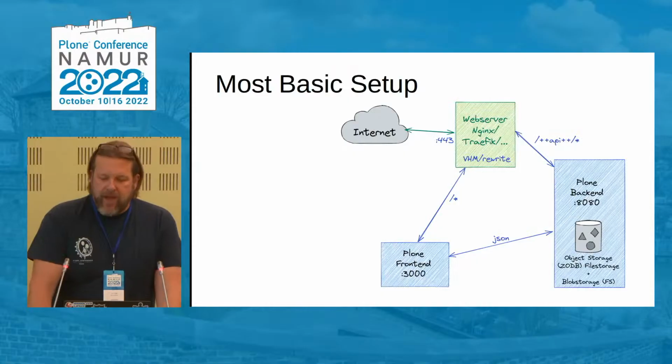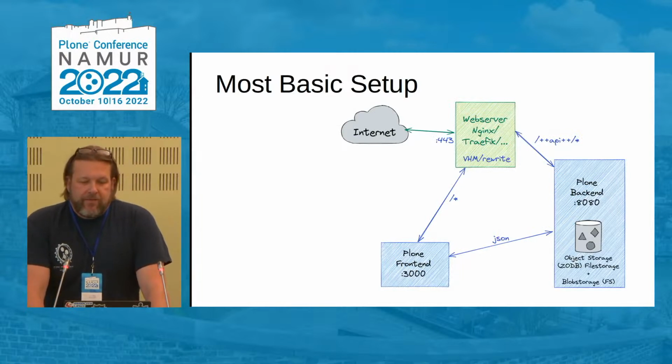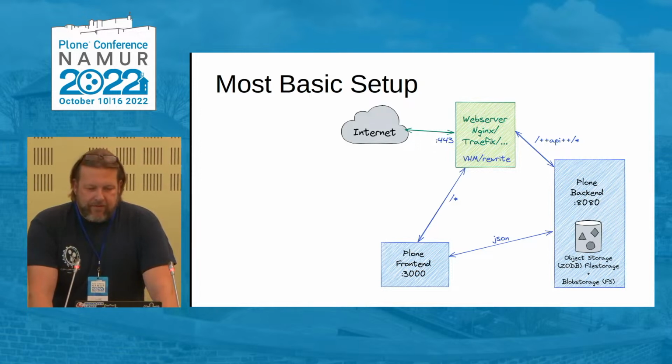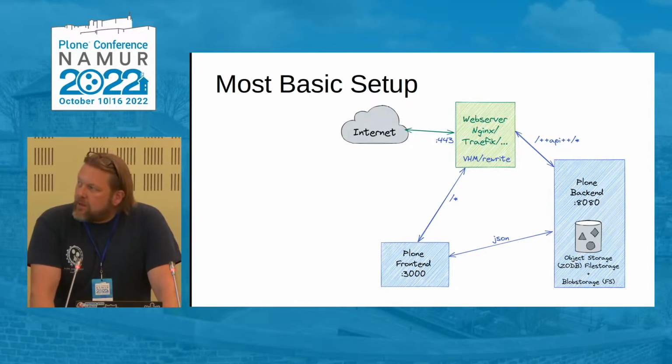Then you have a front end and a back end somehow. And how does it look if you want to use this in a setup where you really go live with it, or put it into a very, very simple production environment where you don't have redundancy, nothing? Then you could start a Plone backend, start a Plone front end, and take a web server, like Nginx or Traefik, which we use a lot these days, and put it in front of both.